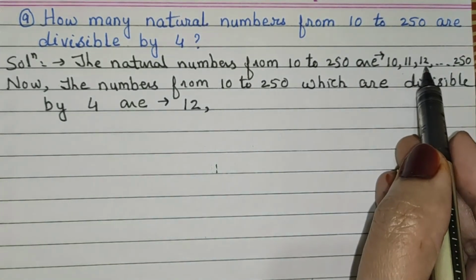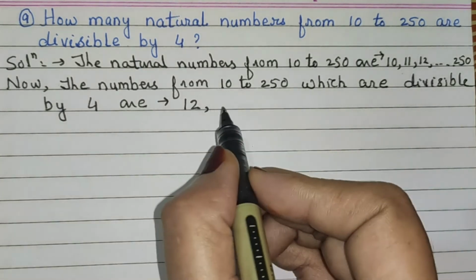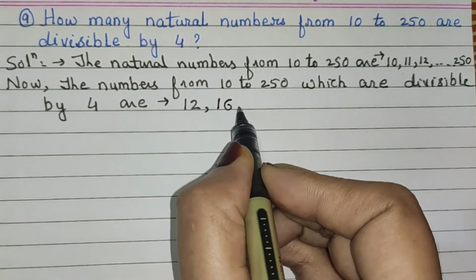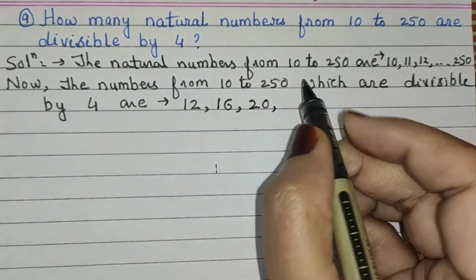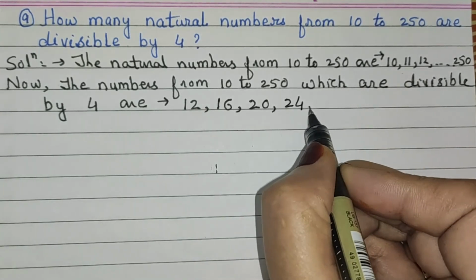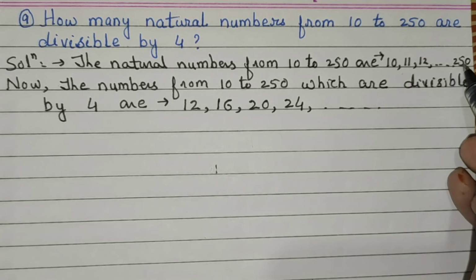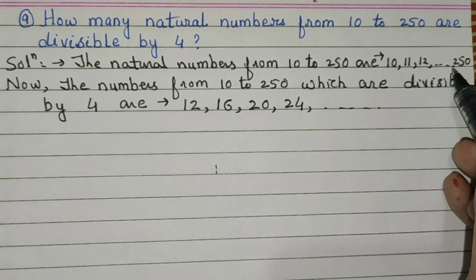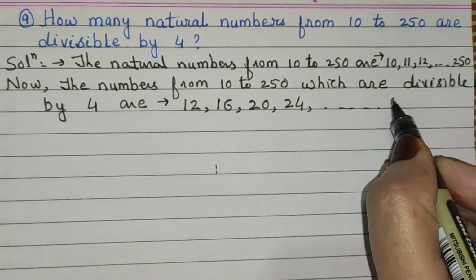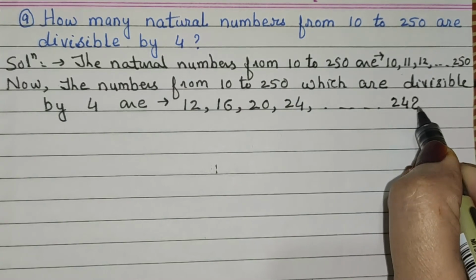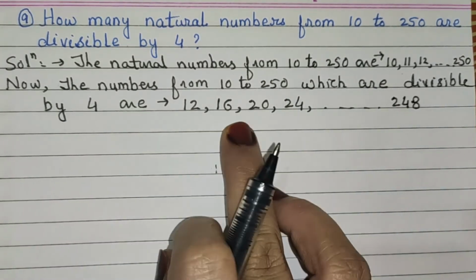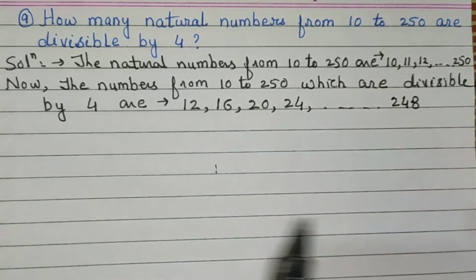Now the next natural number divisible by 4 is 16, next one is 20, 24, and now the last number is 250. It is not divisible by 4. Now before this 249, it is also not divisible by 4. Now before this 248, it is divisible by 4. Therefore we can write here 248. Now this is an AP.